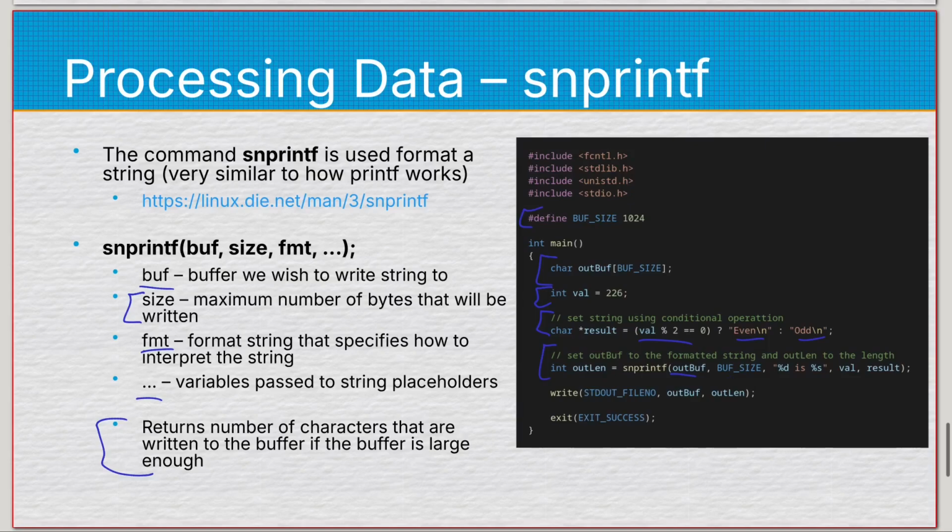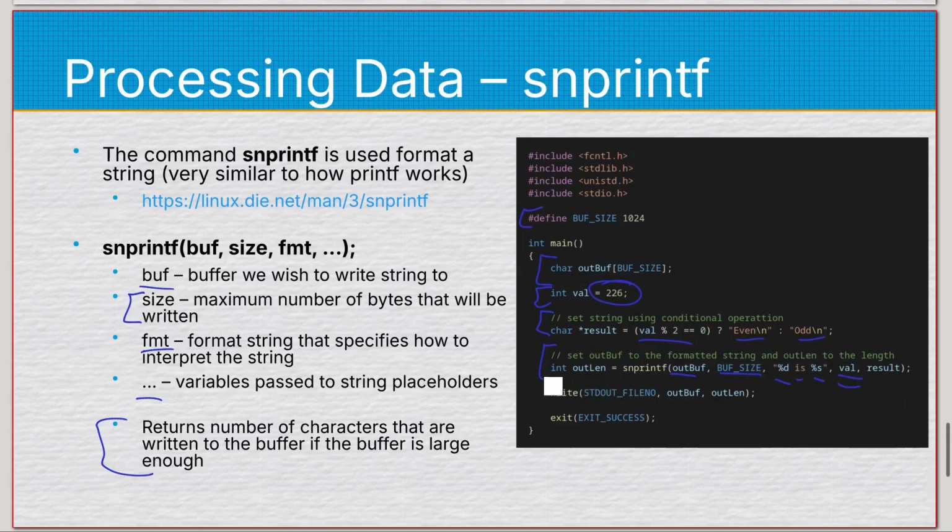s_printf, my output buffer, the whole buffer size, that's perfectly fine because I'm using that. I know I can hit up to 1024. That's safe. This just gives you the ability to specify a maximum size so you don't do buffer overflows and whatnot. My format string is %d is %s. So basically an integer is some string. The %d will be replaced with whatever's in val. Again, that is 226. And then %s will be replaced with whatever's in result, which can be even or it can be odd. In this case, I did 226 as an even value.